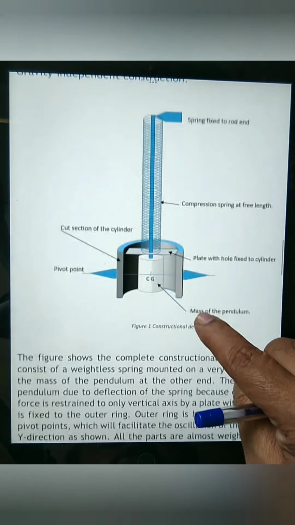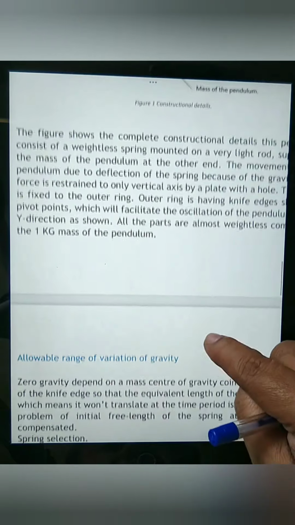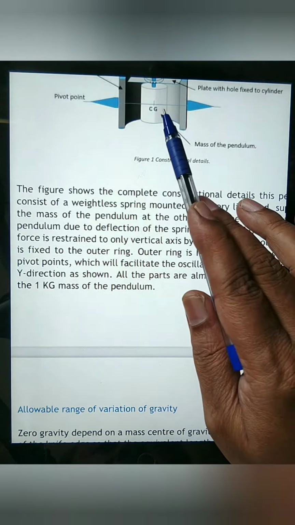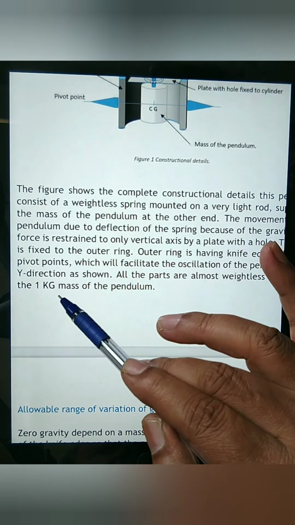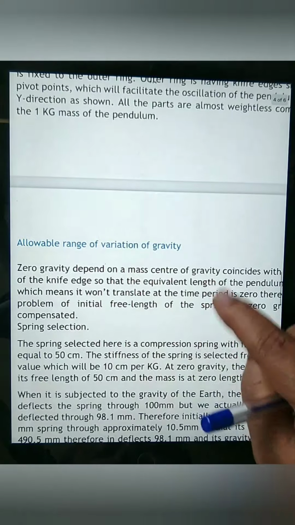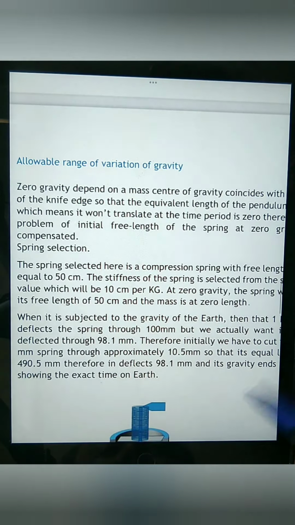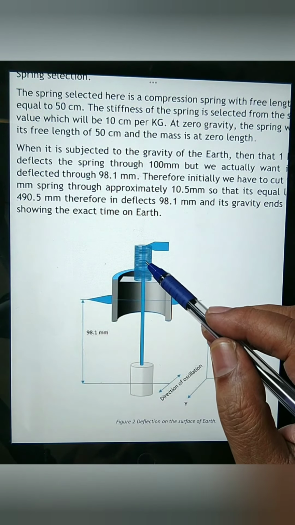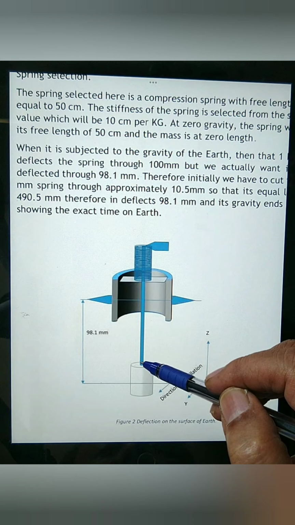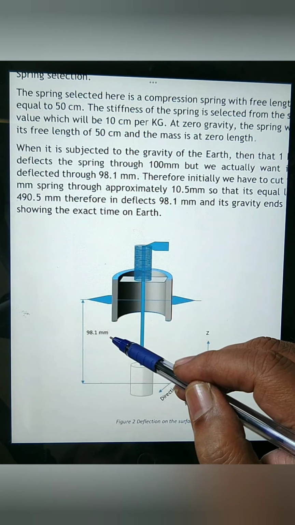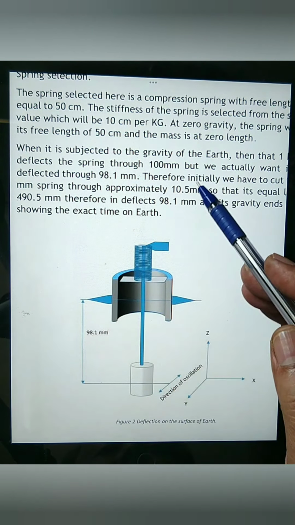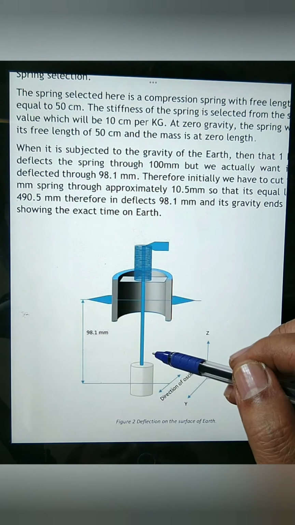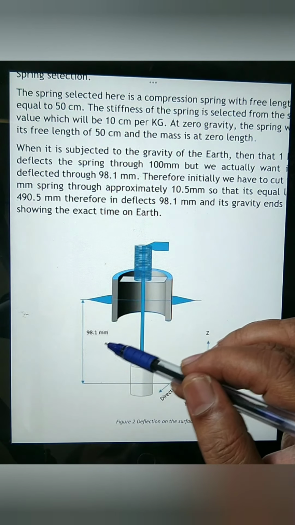Now whenever it is brought to the earth's gravity, of course there is one more point here. 1 kg mass is assumed here. That mass of the pendulum is 1 kg. Now when there is a gravity of 9.81, what will happen? The spring length is so adjusted that it deflects through 98.1 millimeters in proportion to the gravitational value of the earth. So that means when there is a deflection like that, equivalent length is so much.